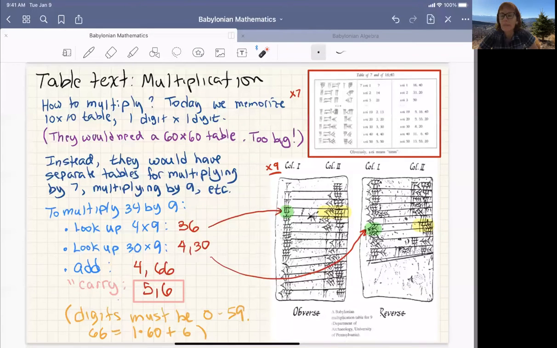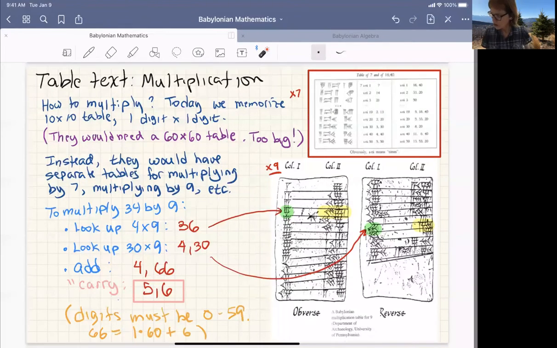So you have separate tables. For example, multiplication by 7 is its own table. Multiplication by 9 is its own table. And the full table would have 9 times 1, 9 times 2, ... 9 times 59, theoretically.